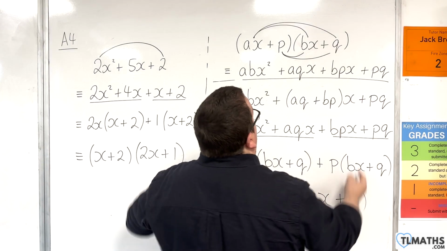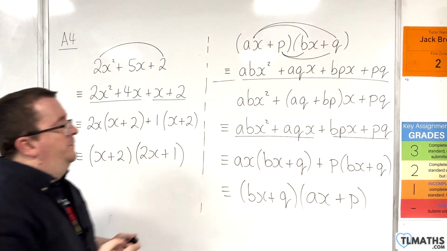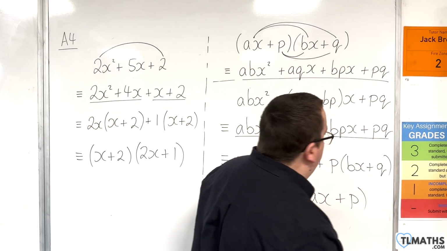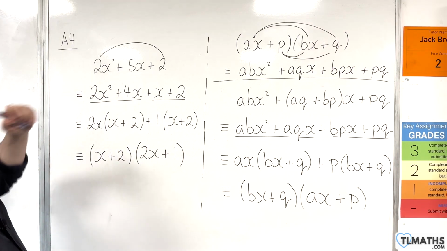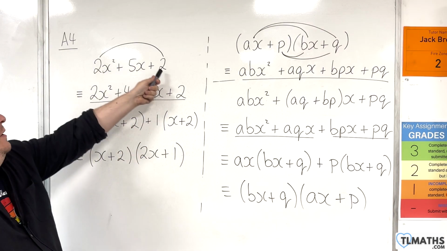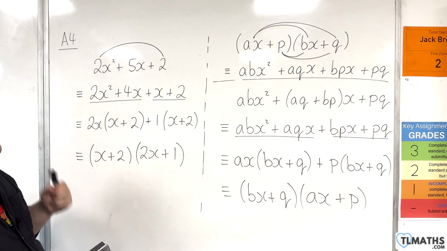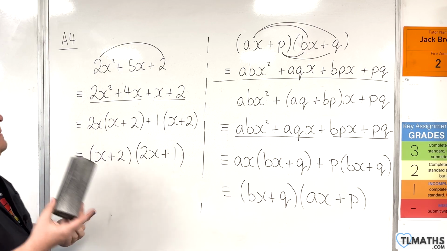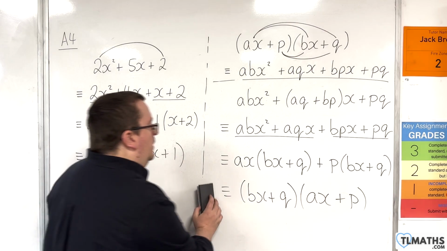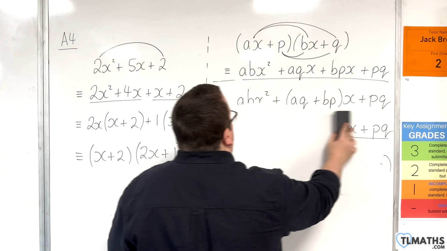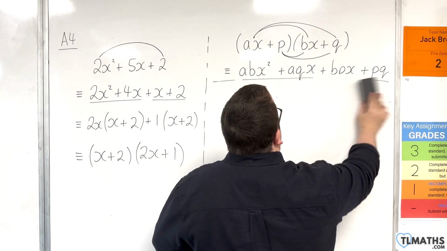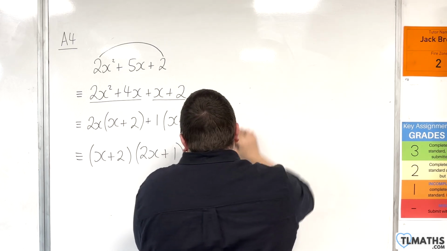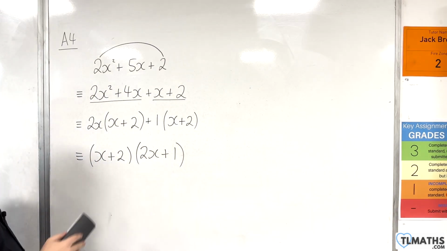So I get back to what I had up there. And this justifies why this method works, okay? Why we multiply the coefficient of x squared by the constant term, and then we're looking for 2 numbers that, in this case, multiply together to make 4, but add together to make 5. That's why the process works. It's a little convoluted in the way that it looks there, because we've got the A, B, P, and Q. So it is quite tricky to follow, okay?